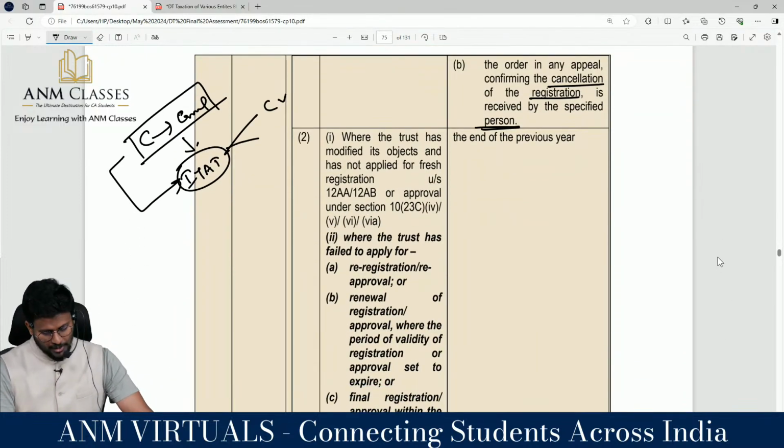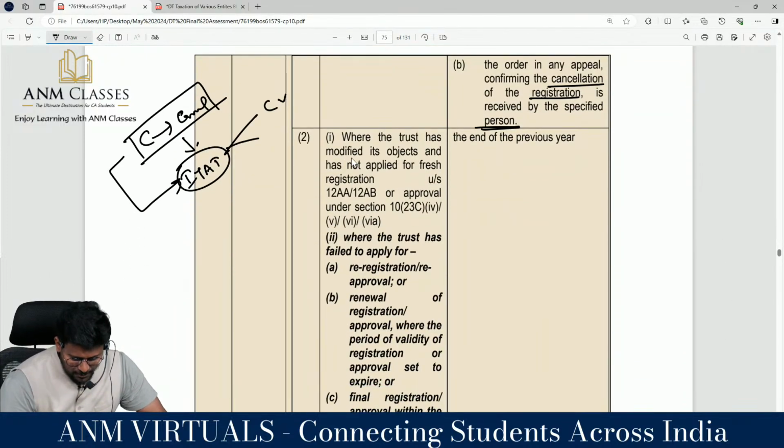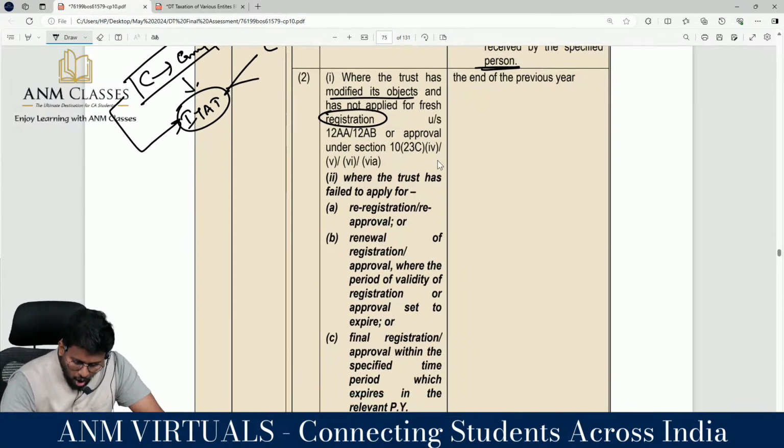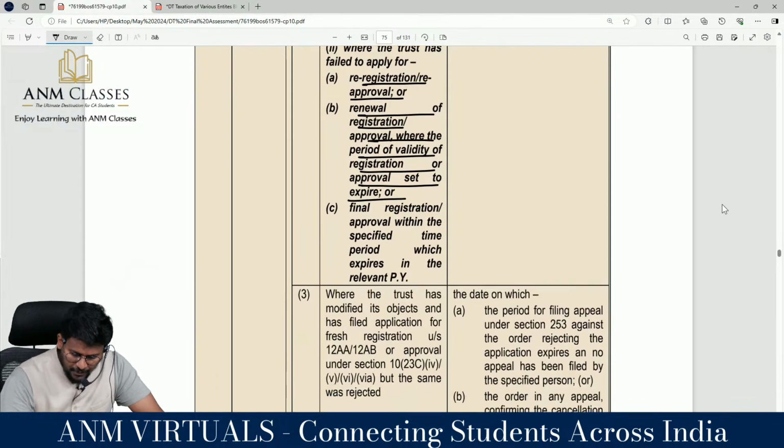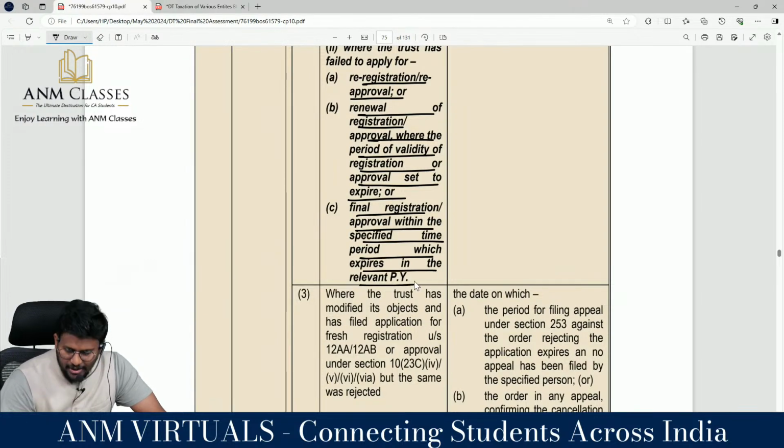Second circumstance. Where the trust has modified its object and has not applied for registration under the relevant section, or the trust has failed to apply for re-registration or re-approval or renewal of registration or approval, where the period of validity of the registration or approval is set to expire, within the specified time period.